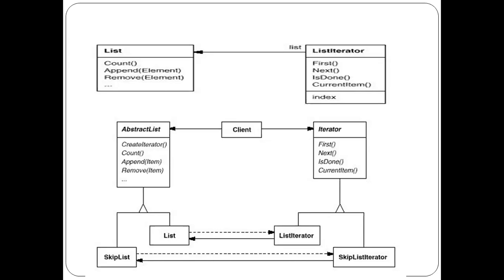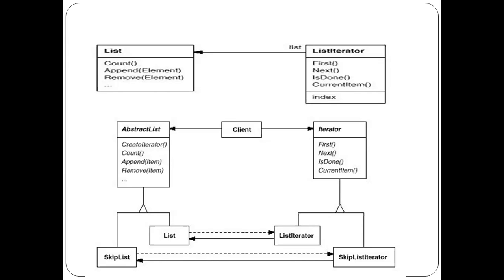Here there is only one iterator concerned with one type of list. We can have more than one type of iterator for a list also. Here there is only one list iterator and skip list iterator. We can have a backward list iterator and a forward list iterator, and also a forward skip list iterator and a backward skip list iterator, so that we can have multiple traversals on a single aggregate object.